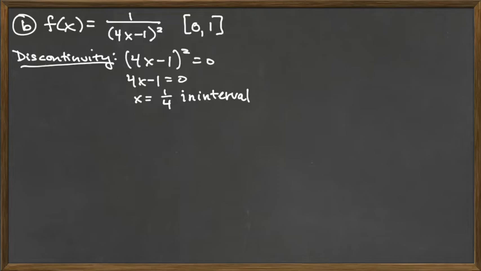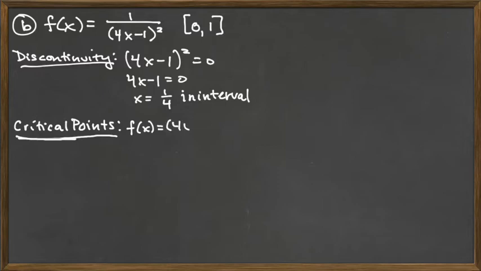So let's look now to see what critical points we have. We get critical points by taking the derivative and setting it equal to 0 or figuring out where it's undefined. So we'll go ahead and take the derivative. Since it's just a constant on the top, I would rewrite the original function as 4x minus 1 to the -2 so that my derivative is quicker, using just a chain rule.